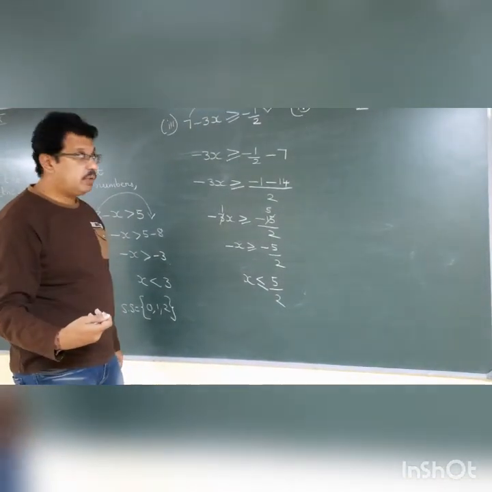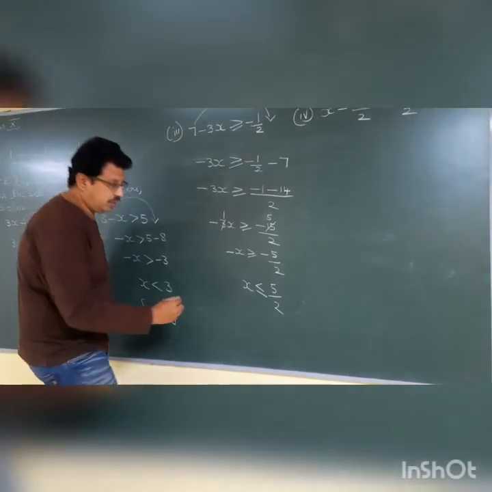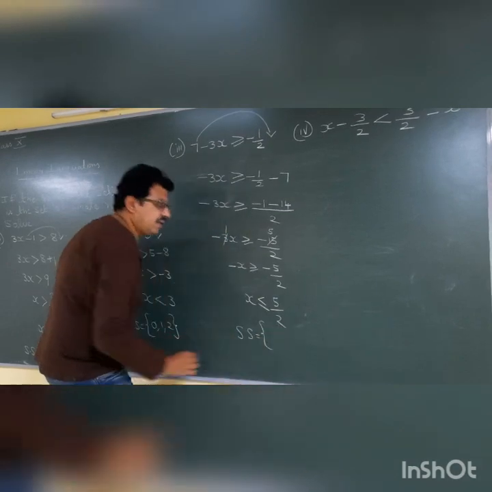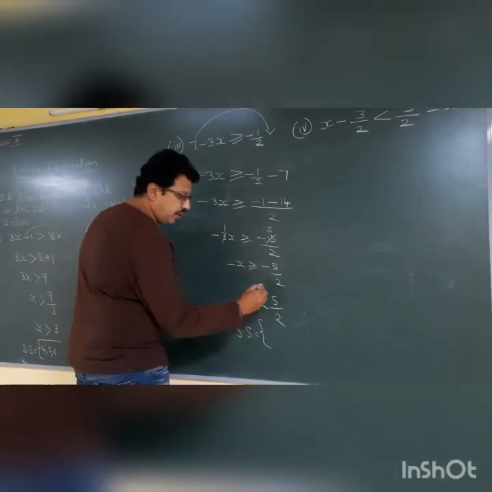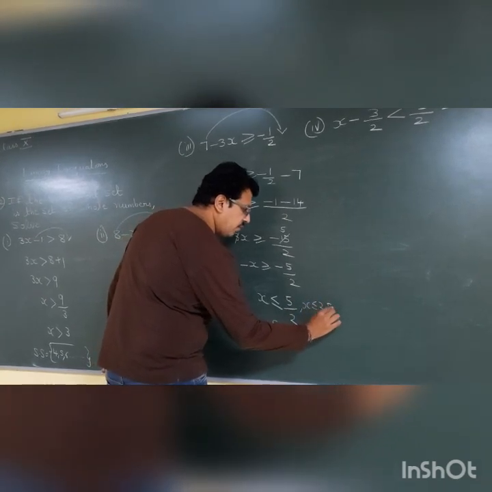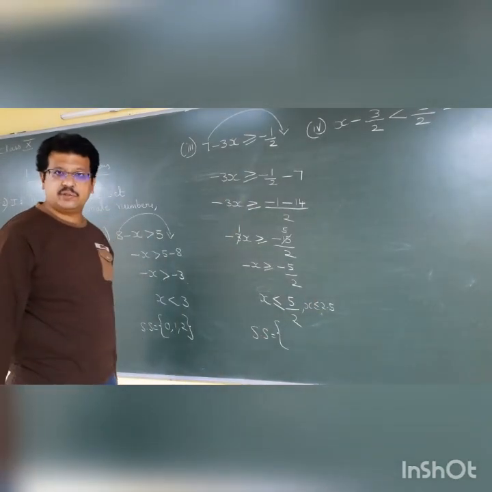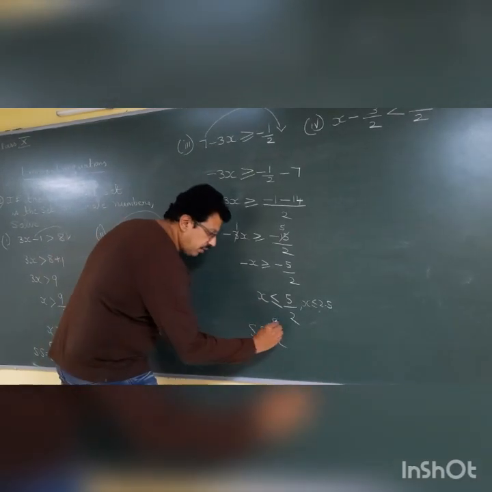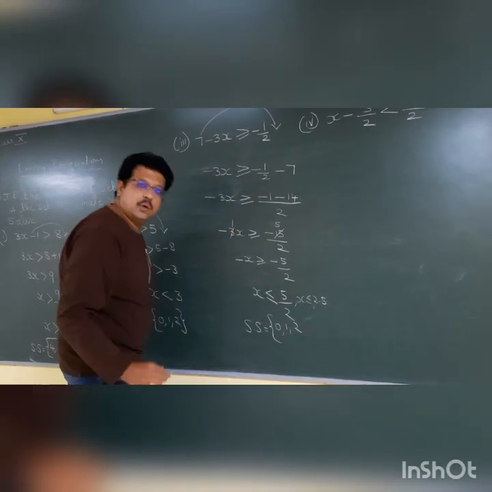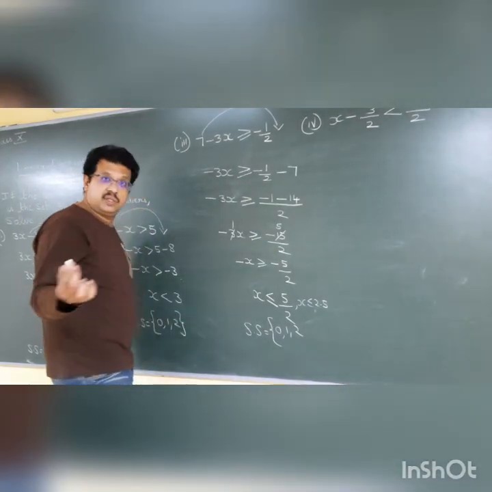Less than or equal to 5 by 2 means we have to write the set of whole numbers for this. 5 by 2 is nothing but 2.5. We can also write x is less than or equal to 2.5. 2.5 means what will you write here? 0, 1, 2. 2.5 will not, 0.5 is not there in the whole numbers, students.